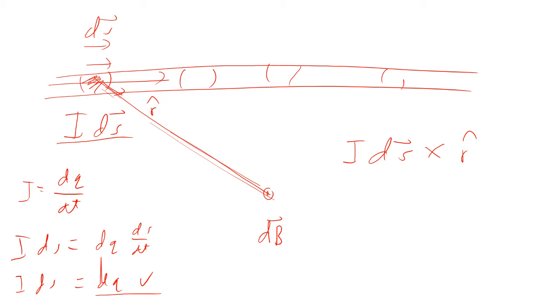Just like with the electric field, which is inversely proportional to r squared, this is going to be inversely proportional to r squared. And so the magnetic field is going to have some sort of magnetic constant in here. So we can say some magnetic constant times I ds cross r hat over r squared.